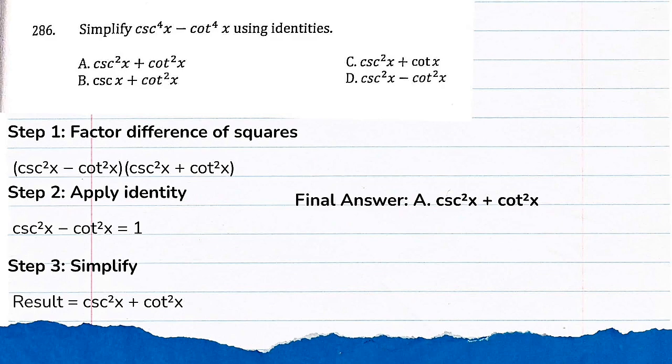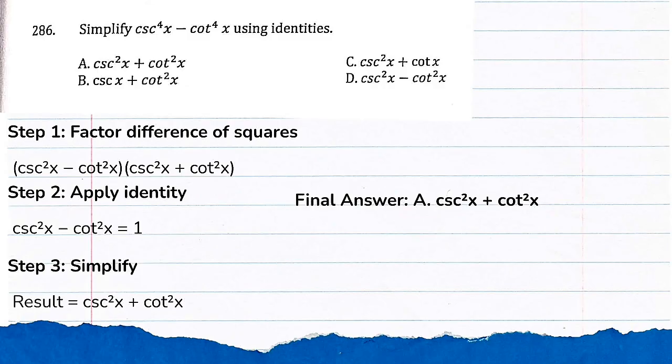For question 286, simplify cosecant raised to 4x minus cotangent raised to 4x using identities. A. Cosecant squared x plus cotangent squared x. B. Cosecant x plus cotangent squared x. C. Cosecant squared x plus cotangent x. Or D. Cosecant squared x minus cotangent squared x.